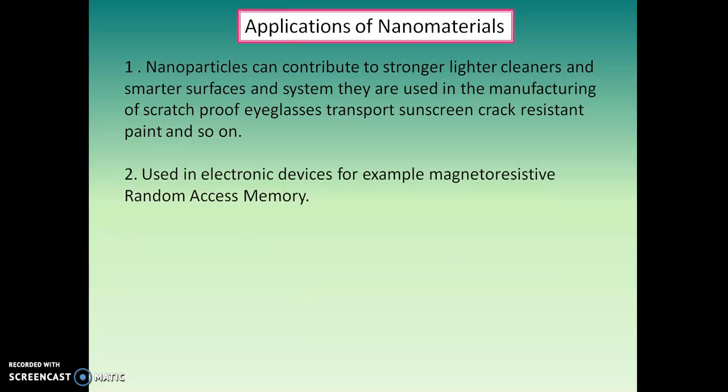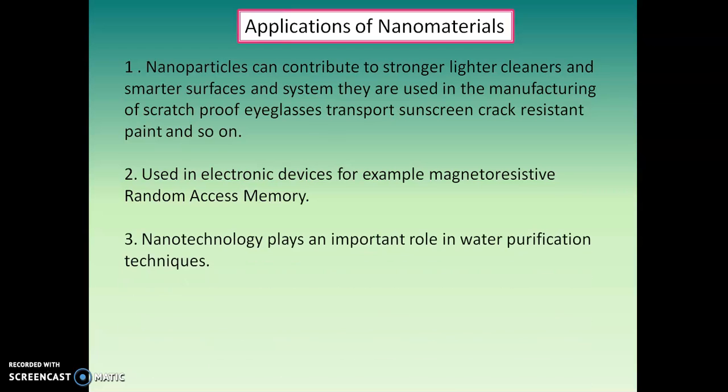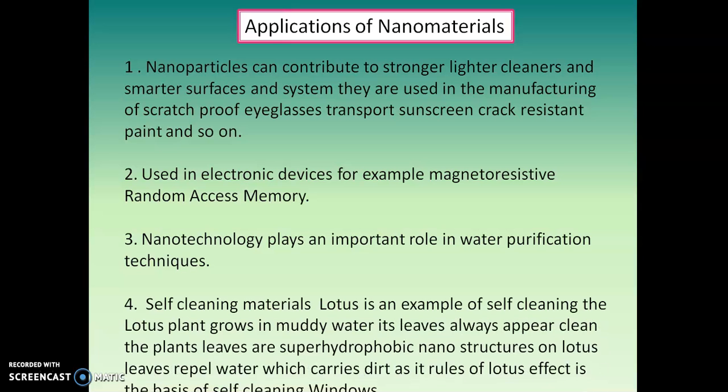Second application is in electronic devices, for example, magnetoresistive random access memory. Third one, nanotechnology plays an important role in water purification techniques. Fourth one is the self-cleaning material. Lotus is an example of self-cleaning.